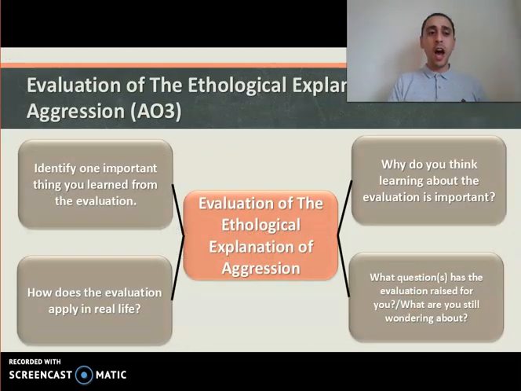And there's the evaluation. Identify one important thing you learned from the evaluation. Why do you think learning about the evaluation is important? It helps us critically analyze things better. How does the evaluation apply in real life? Well, it helps you understand how there can be pros and cons about any theory.